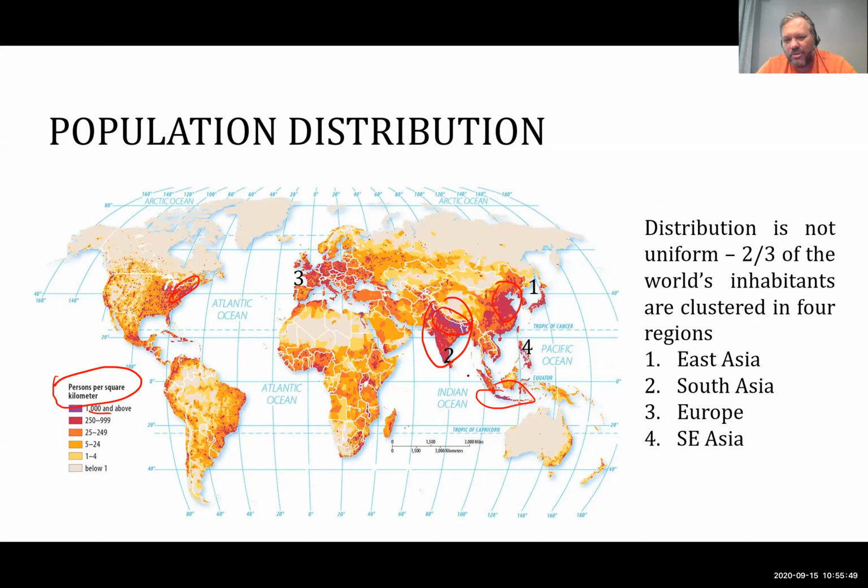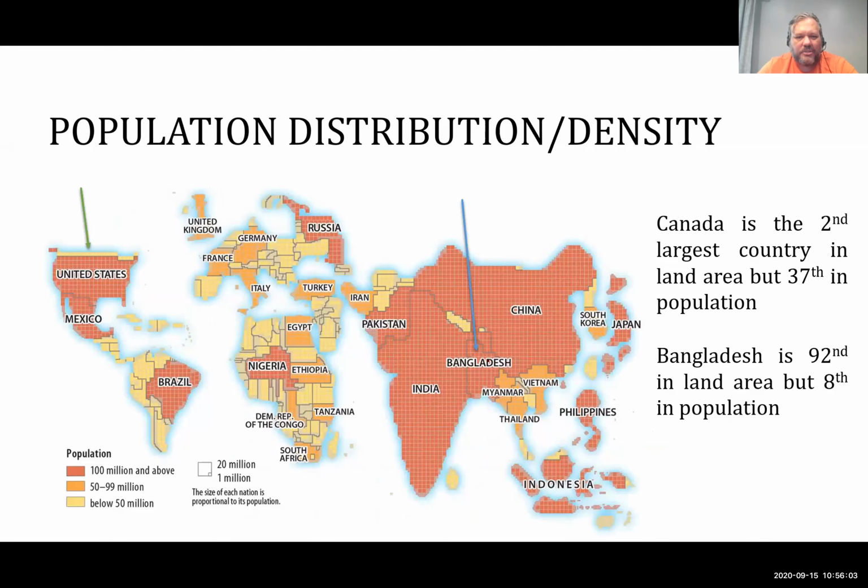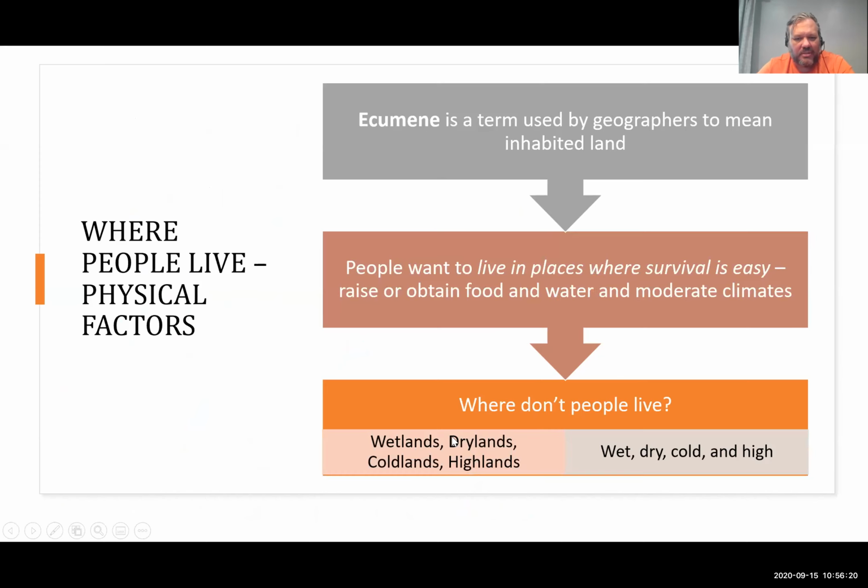All right. So 2/3 of Earth's inhabitants are in these 4 areas: East Asia, South Asia, Europe up here, and then Southeast Asia. Here's population distribution and density again. This is a cartogram showing us relative size, and so India and China are the biggest countries on Earth in population. The U.S. is actually third in population. So this graph is showing us the relative size in a cartogram.